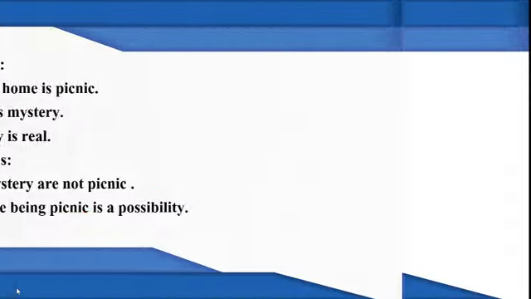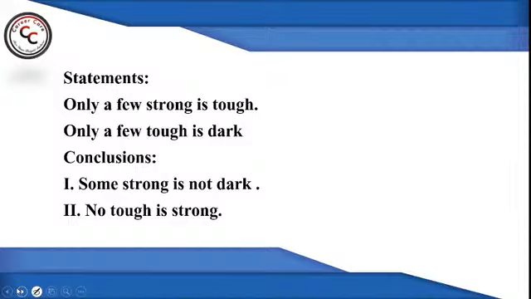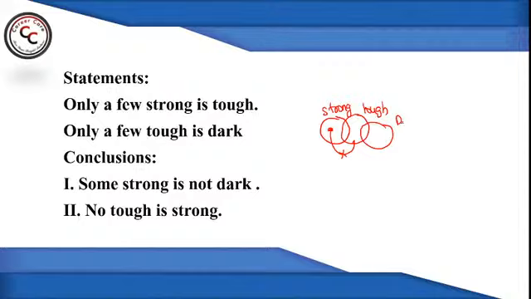Right? Nice. Good. Similarly, look at this question based on syllogism. Only a few strong is tough means some strong is tough, some strong is not tough. Only a few tough is dark means some tough is dark, some tough is not dark. Now look at conclusion 1. Some strong is not dark. Strong and dark, we don't have a "some not" connection, so you can say the first conclusion will be false.